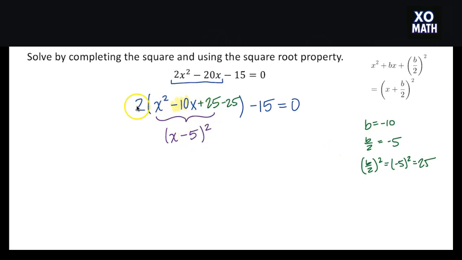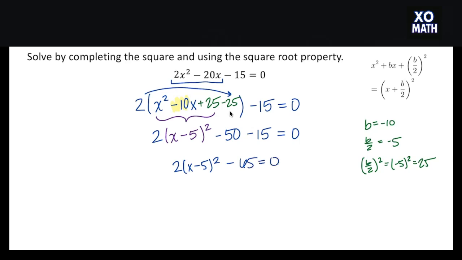Those first three terms are multiplied by 2, so I have to keep the 2. Let's bring that down. But the 2 doesn't just multiply the first three terms, it multiplies that fourth term as well. So the 2 has to distribute to the negative 25. That's going to be negative 50. Then we remember that minus 15 equals 0. So I have 2 times the quantity x minus 5 squared minus 65 equals 0.